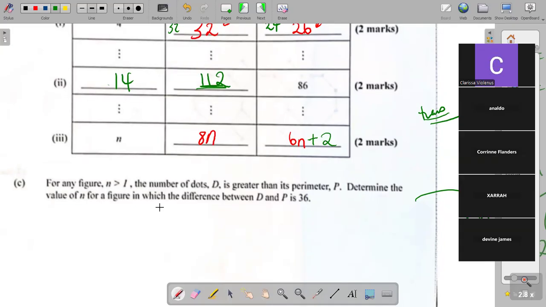Anybody think they know how to put this as an equation? First of all, what is the keywords here? What word is important? Difference. Talk to me, talk to me. And what are we subtracting? D minus P. And what you think is 36 mean? If they say is 36, that ain't mean equal to 36. Tell me if you got it.